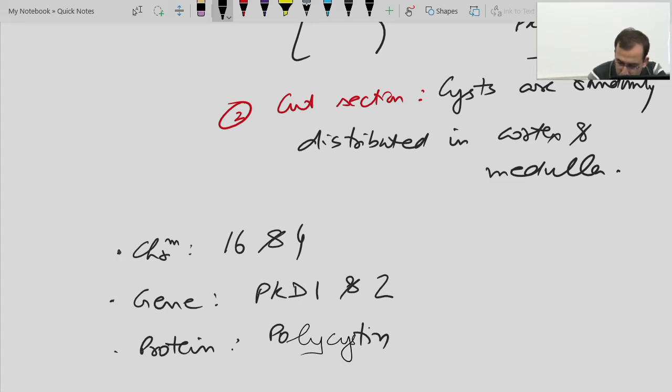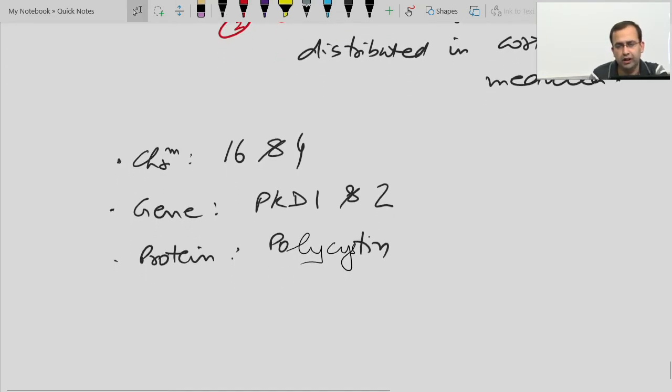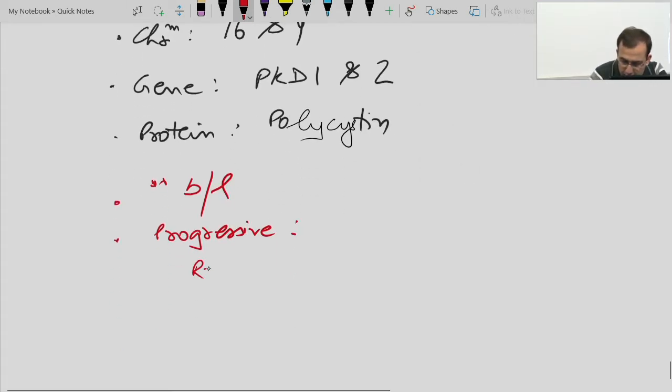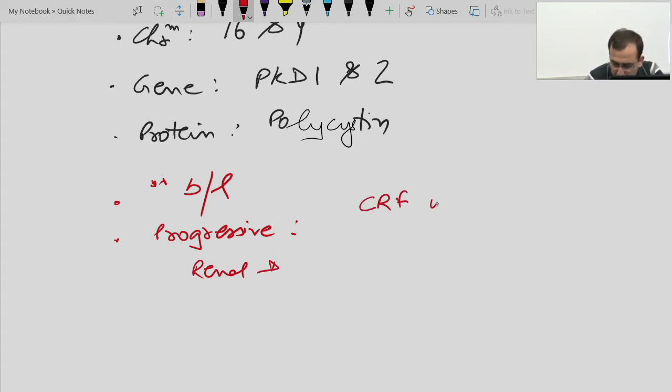Polycystin. So you know the genes involved, you know the chromosome, you know the protein. Next point, extremely important, it is bilateral in nature, has been repeatedly asked. Next, it is a progressive renal disease. Progressive means it leads to the development of chronic renal failure in the 5th to 6th decade of life.